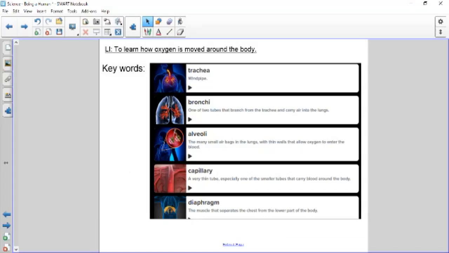The key words are: trachea, a windpipe; bronchi, one of two tubes that branch from the trachea and carry air into the lungs; alveoli, the many small air bags in the lungs with thin walls that allow oxygen to enter the blood; capillary, a very thin tube, especially one of the smaller tubes that carry blood around the body; and diaphragm, the muscle that separates the chest from the lower part of the body.